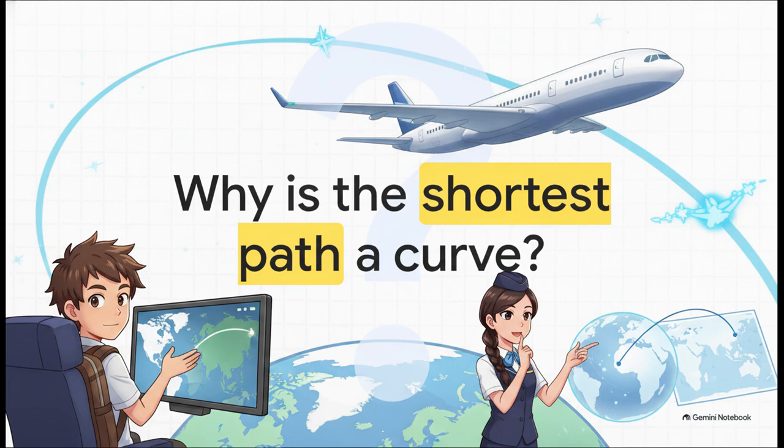You're settling in for a long trip, you tap the screen in front of you to check the tracker, and instead of a logical straight line from A to B, you see this massive, bizarre curve sweeping way up north before coming back down. Like, why on earth is the plane taking what looks like a gigantic detour?